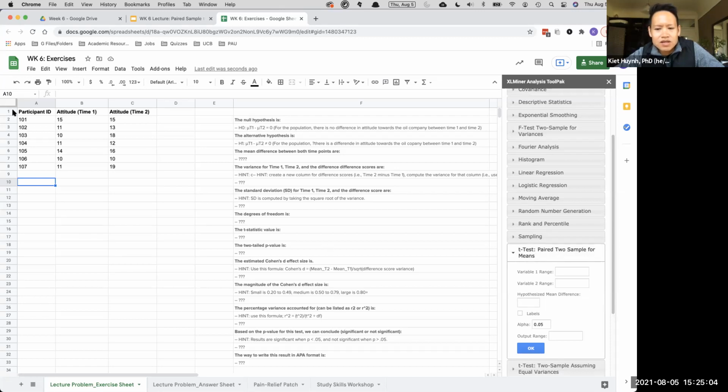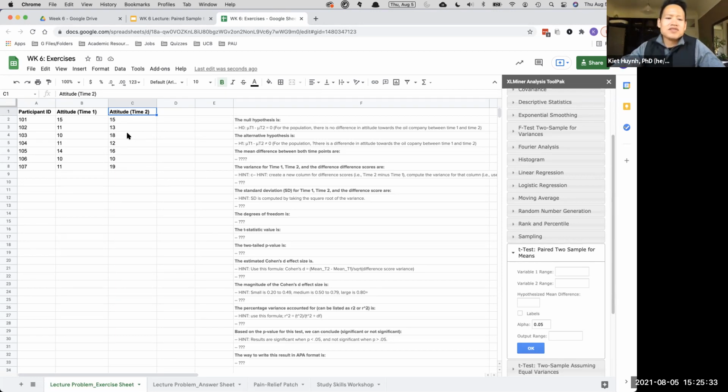Okay. Right, so look at this data set. The first column is participant ID. So you have each participant on each row here, right? And the second column is the reports about their attitude towards the oil company at time 1. And then the next column is the reports of their attitudes towards the oil company at time 2, after they watch the commercials that are meant to make them feel better or more sympathetic towards the oil company.